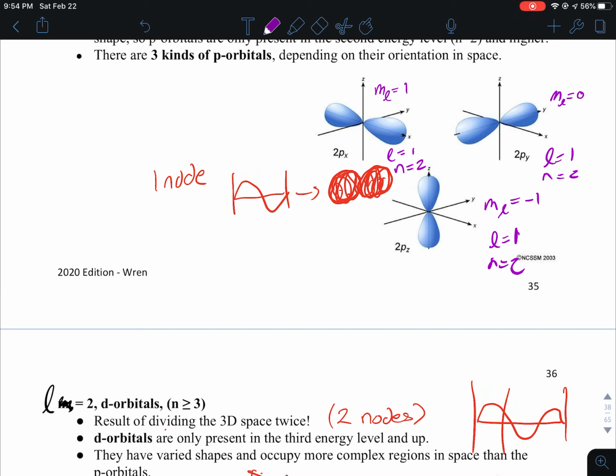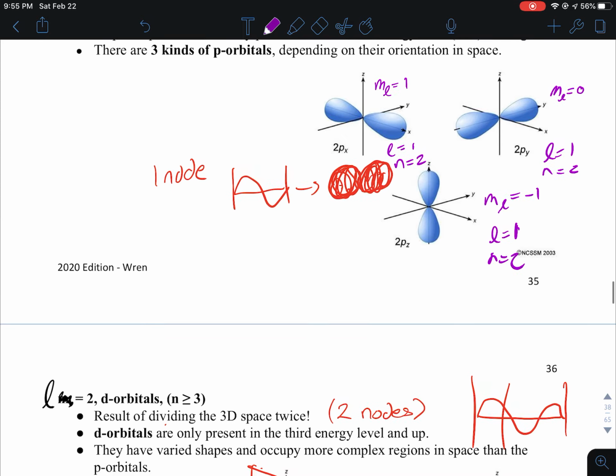Pauli exclusion principle states that no two electrons can have the same quantum numbers. So this is one way that the electrons can differentiate themselves and occupy the same space. Electrons cannot occupy the same space if they have the same quantum numbers. They must have different quantum numbers.